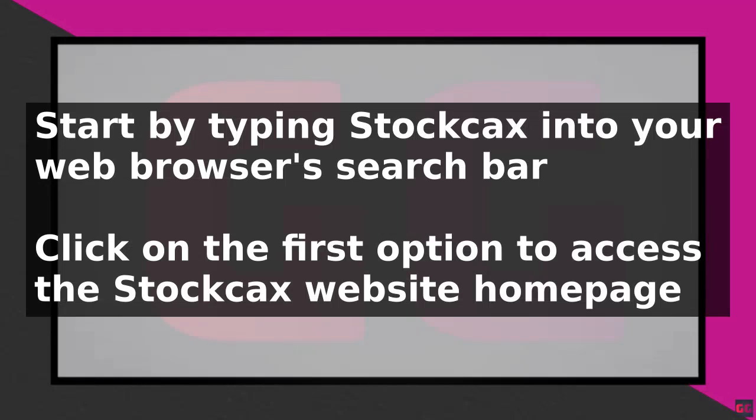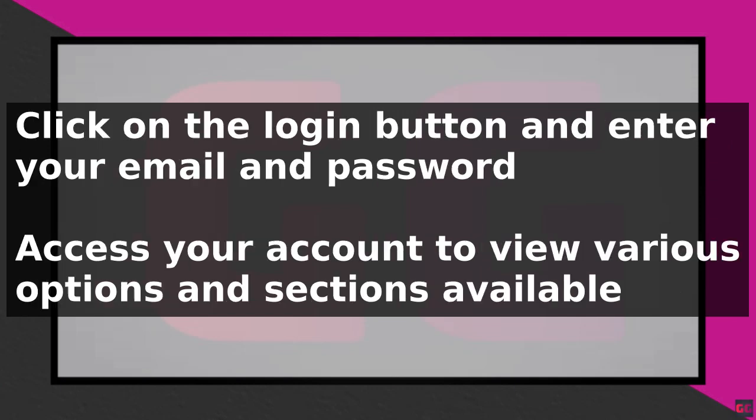To set up your shipping address on StockX, start by typing StockX into your web browser's search bar and click on the first option, which will take you to the StockX website. Once you're on the site, you'll see various sections, including the homepage, search bar, and login button.